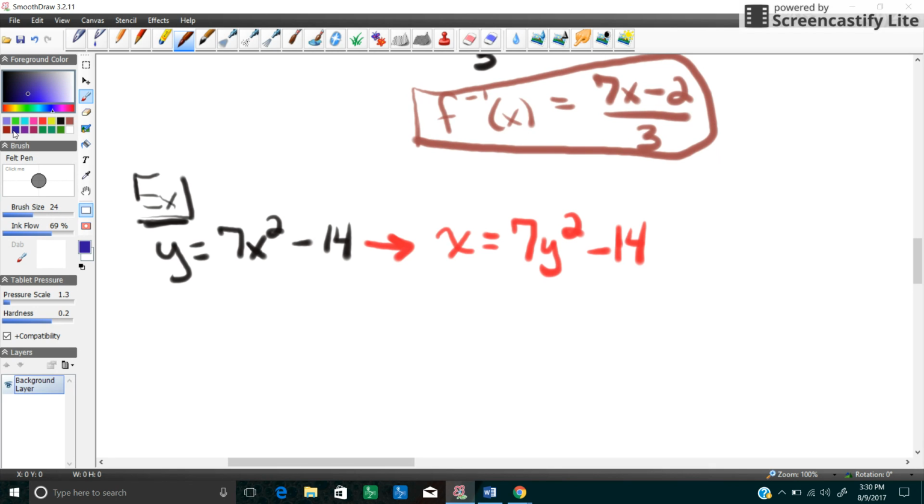Then I need to isolate my variables. In this case, I'm solving for y, so that means I need to get y by itself. The first thing I do is get rid of that 14 by adding 14 to both sides, which gives me 0 here. These are not like terms, so I'm going to say x plus 14 is equal to all this, 7y squared.